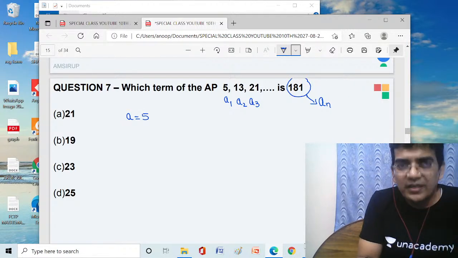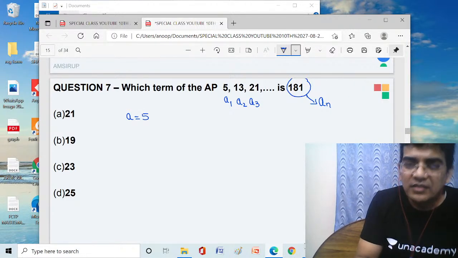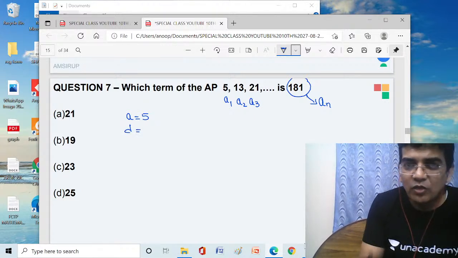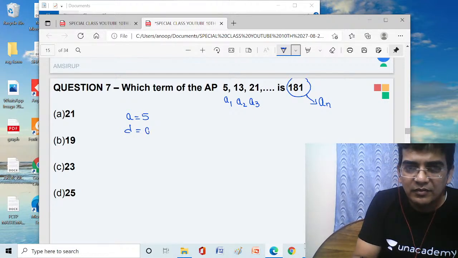What should be your next term? Your next step should be, you should find D. That is the common difference. How do we find the common difference? It is A2 minus A1. Common difference is A2 minus A1.